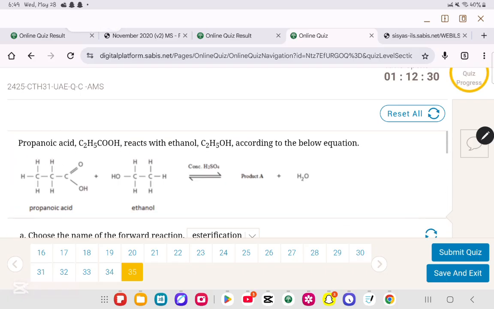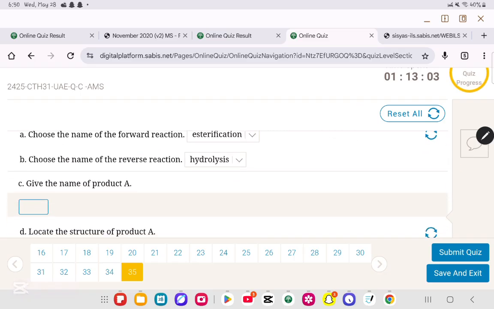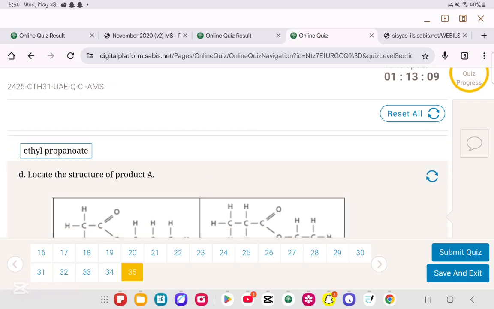The name of product A. How do we name esters? Very simply, you take the number of carbons in the alcohol. How many carbons do we have? We have 2 carbons, so that is eth. After the eth, you put yl, so ethyl. Then you take the number of carbons in the carboxylic acid, so 3, that's prop, and after prop you put anoate. So it's going to be ethyl propanoate. Now locate the structure of product A.